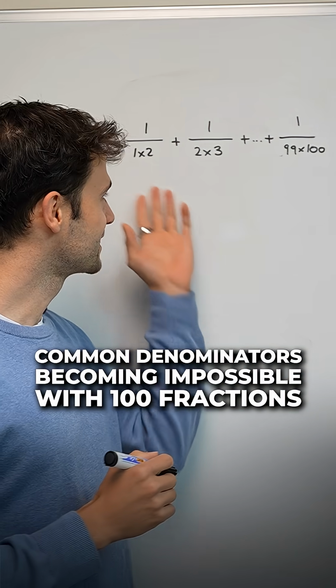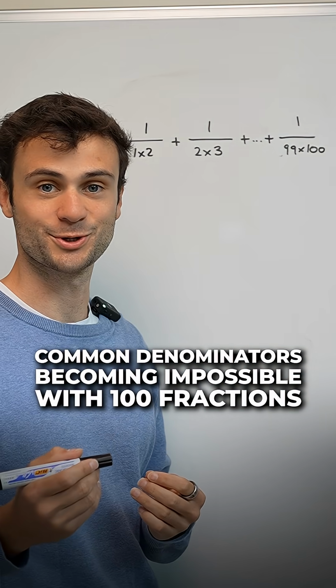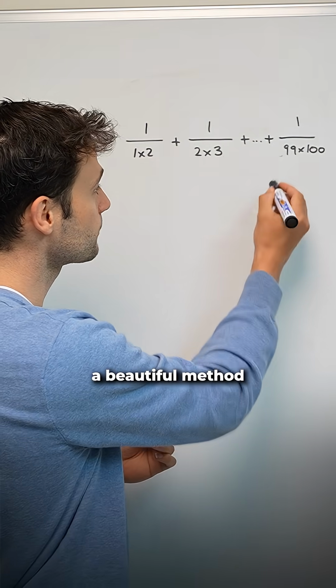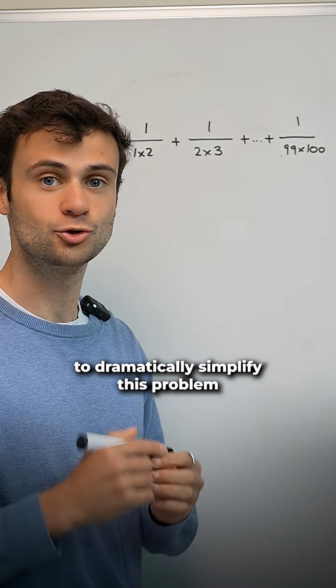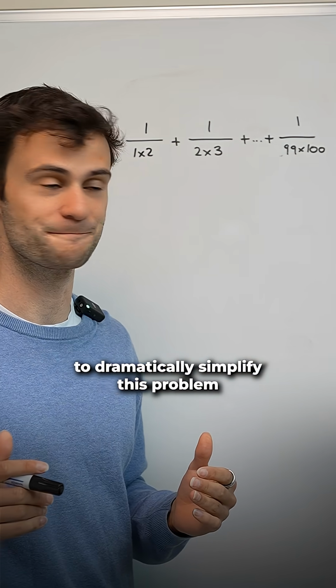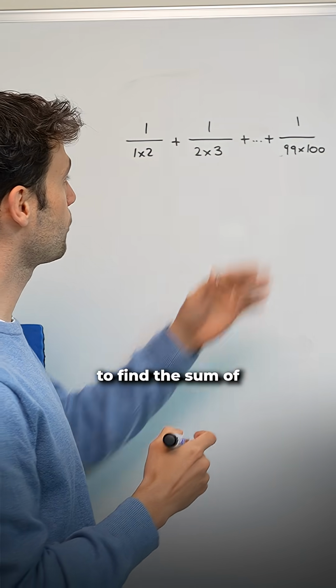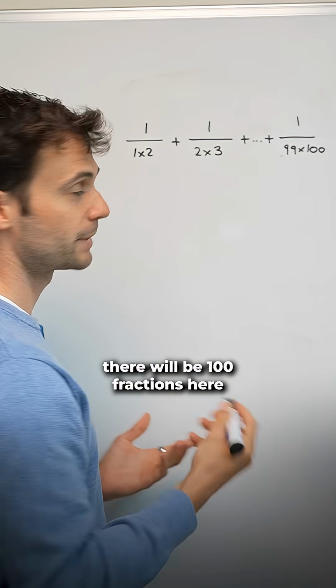Finding the common denominator here is going to be a mathematical suicide mission, but we're going to use a beautiful method called telescoping to dramatically simplify this problem. Of course, it's asking us to find the sum of all of these fractions, where there will be 100 fractions here.